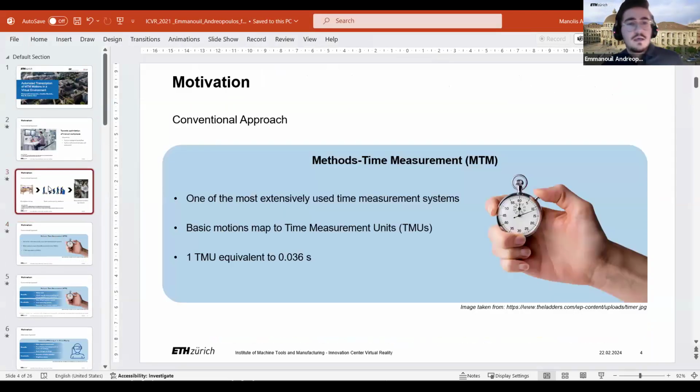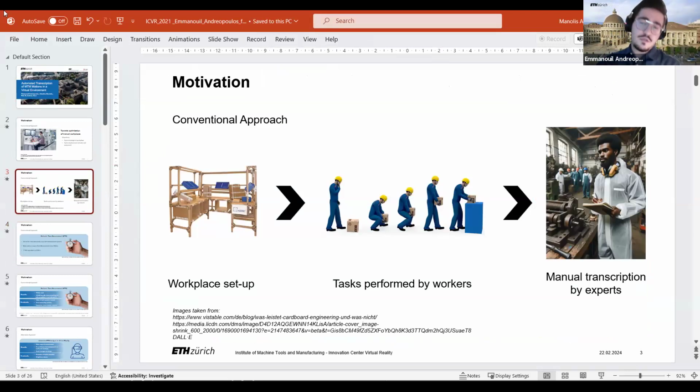So traditionally, this process starts with the setup of the workplace, either through cardboard mockups or the real equipment. And then the tasks are performed by the workers as designed. This process is recorded and then transcribed by experts in a manual transcription way using standardized time measurement systems.